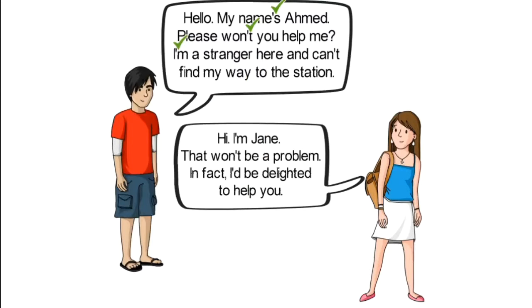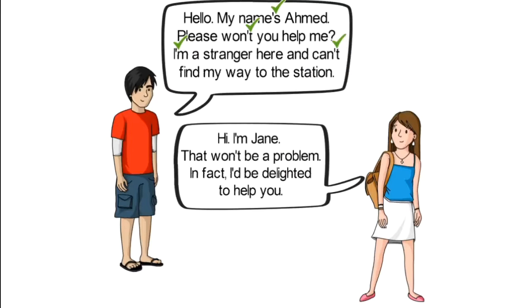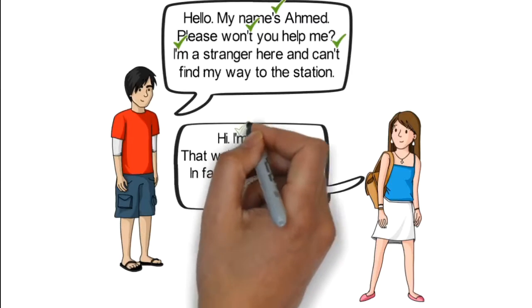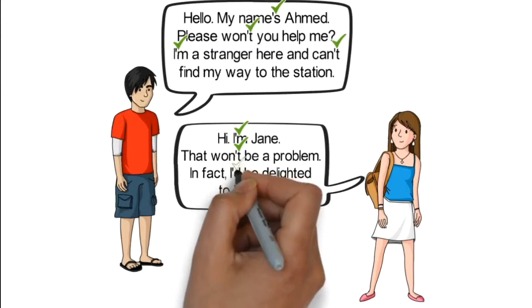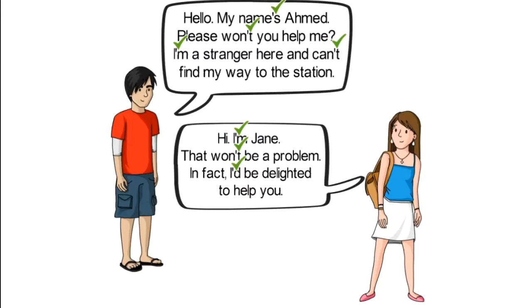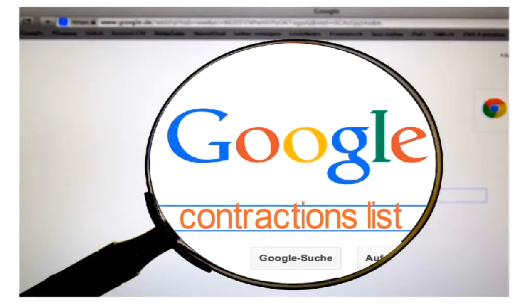I'm replaces I am, and can't is in place of cannot, with the apostrophe standing for the missing N and O. In Jane's reply, we again have I'm. We also have won't again, except that this time won't stands for will not, and I'd stands for I would. For a list of more common examples, I suggest you Google the words contractions list.